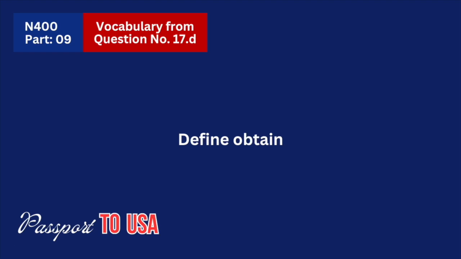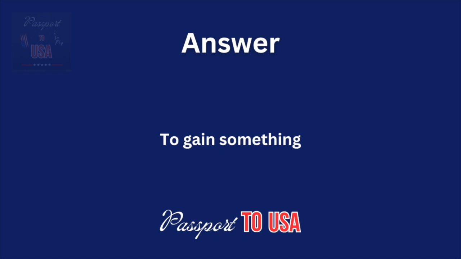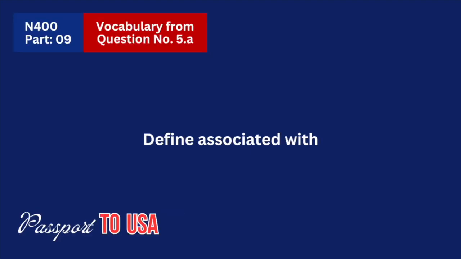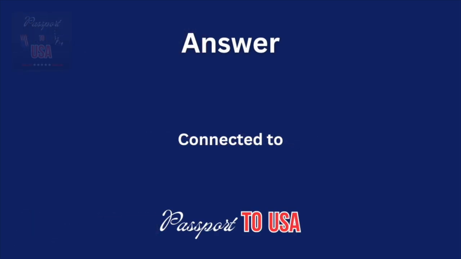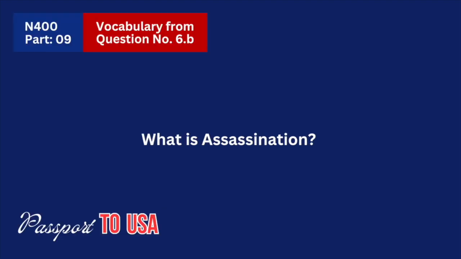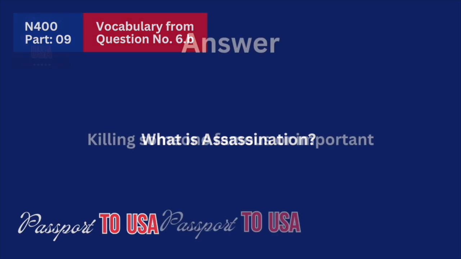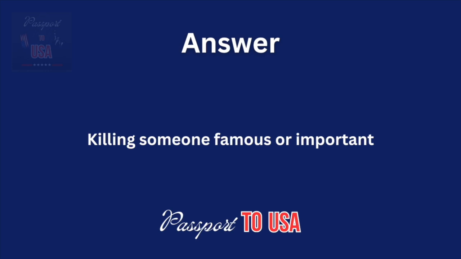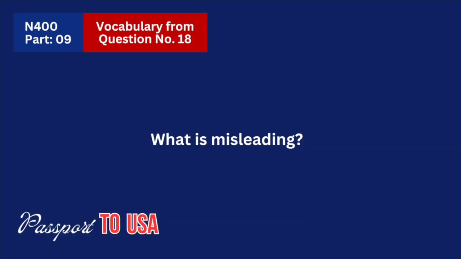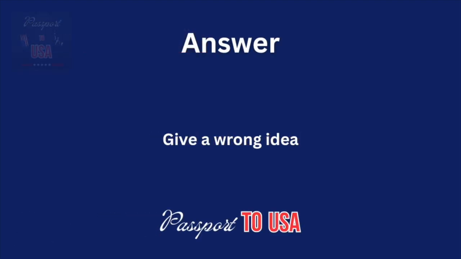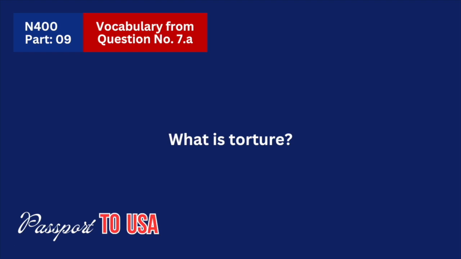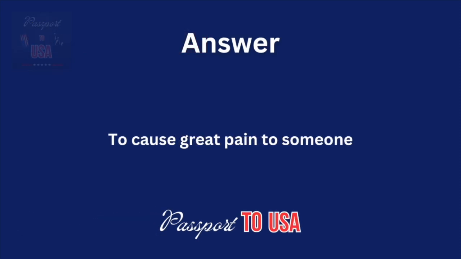Define obtain. To gain something. Define associated with. Connected to. What is assassination? Killing someone famous or important. What is misleading? Give a wrong idea. What is torture? To cause great pain to someone.